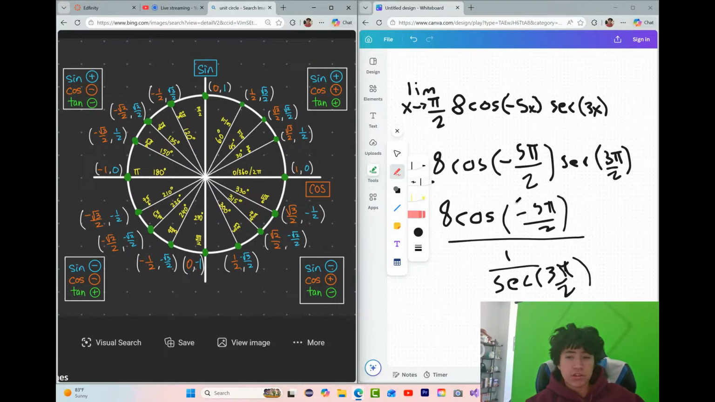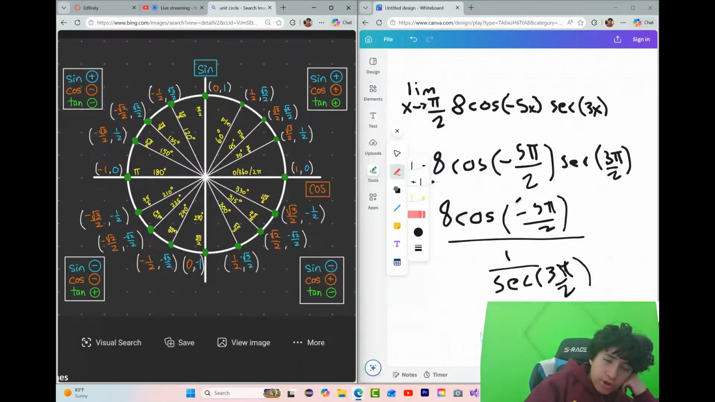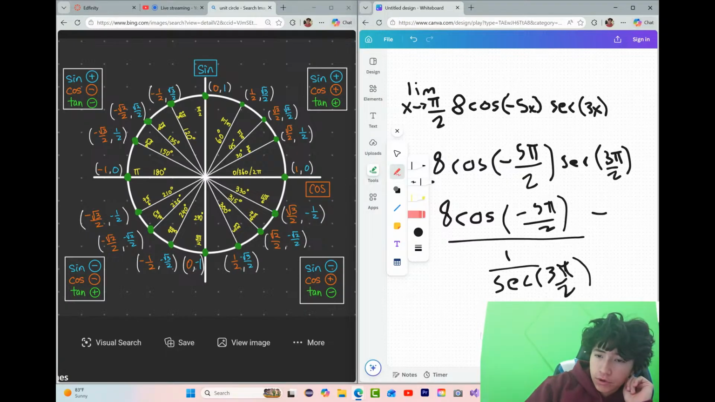Hold on. So, we have pi over 2, 3 pi over 2. Or here we have pi over 2, 3 pi over 2, 5 pi over 2. So cosine of negative 5 pi over 2, that's going to be negative 1. So we have negative 8.